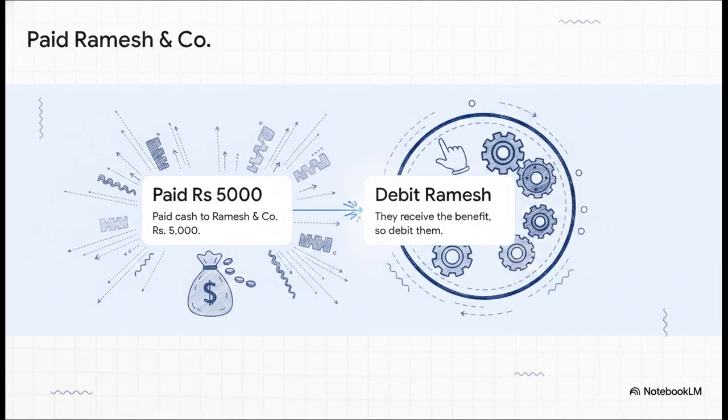Now let's flip the scenario entirely. If we hand 5,000 rupees to a supplier, let's say Ramesh and Company, the flow of value changes direction. Ramesh and Company receives the benefit from us. Because they are the receiver of the value, our rule tells us exactly what to do: debit the receiver. So Ramesh and Company gets the debit. It is wonderfully straightforward when you frame it around just giving and receiving.